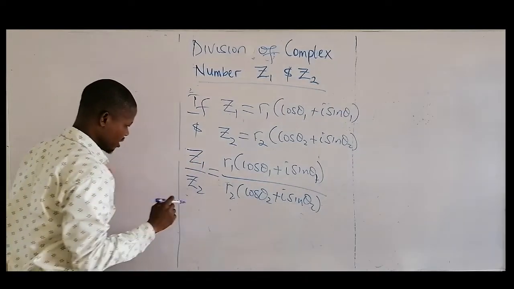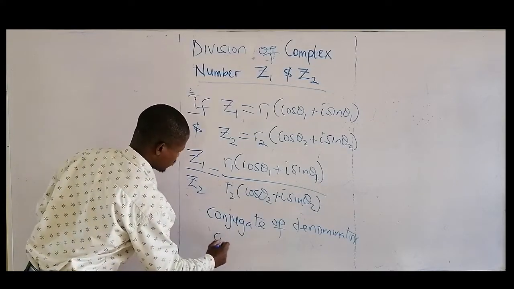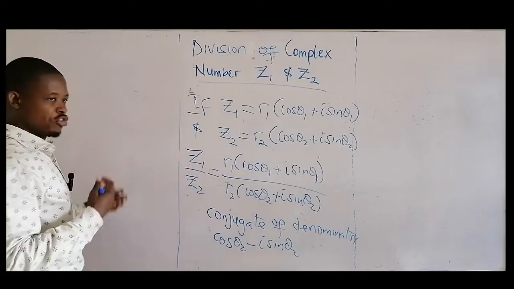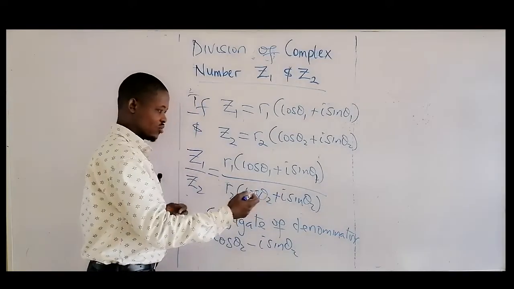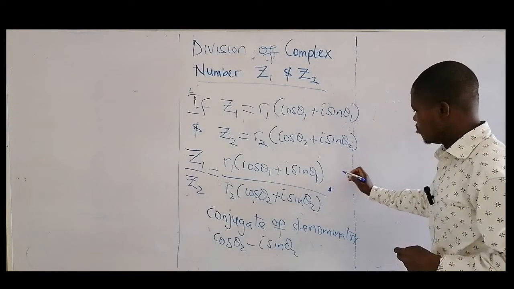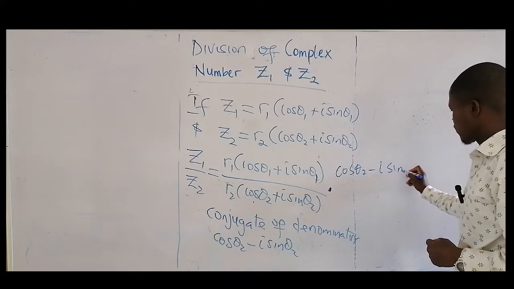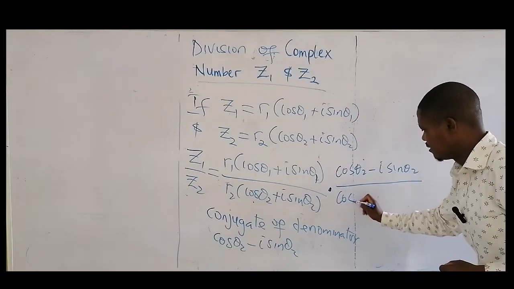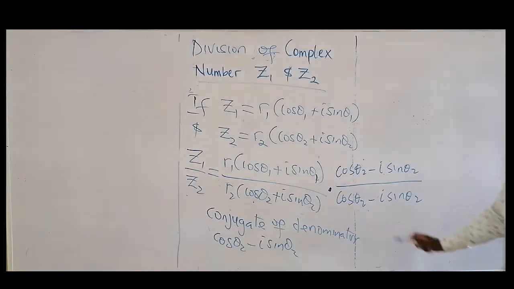Very simple. What we do is to get the conjugate of the denominator, and that is cos theta 2 minus i sine theta 2. When we are talking about conjugates, the conjugate is that same expression, but the sign we reverse. So I'm using the conjugate to multiply both the numerator and the denominator: the numerator times the conjugate, the denominator times the conjugate.